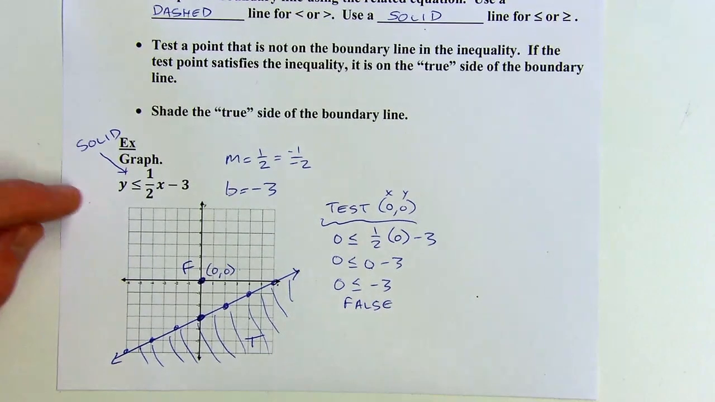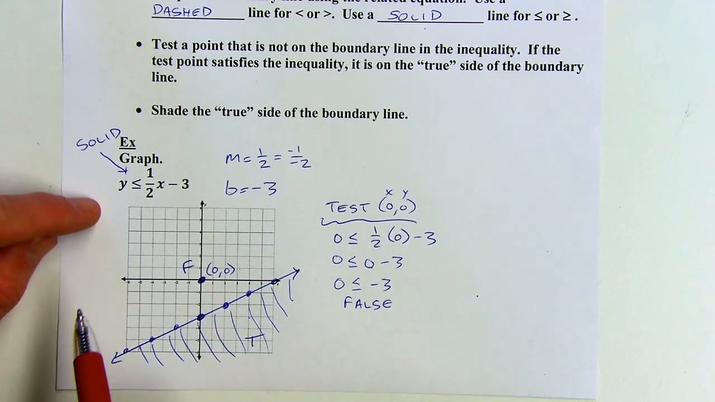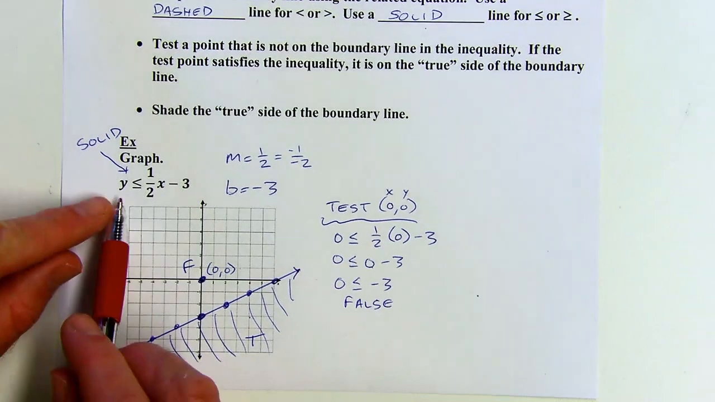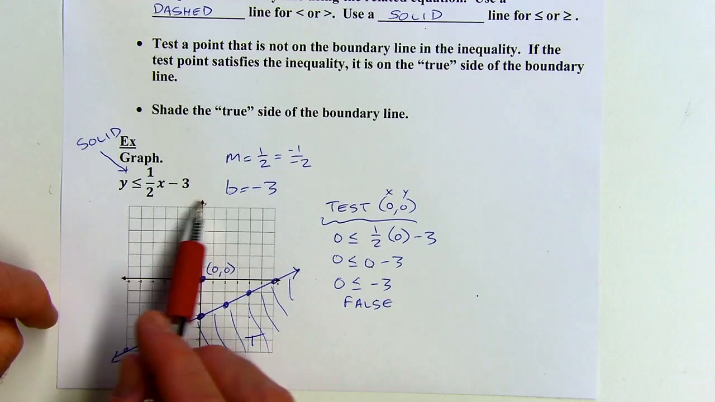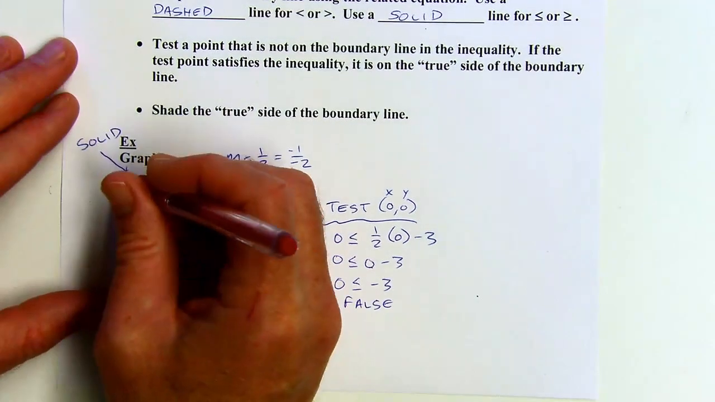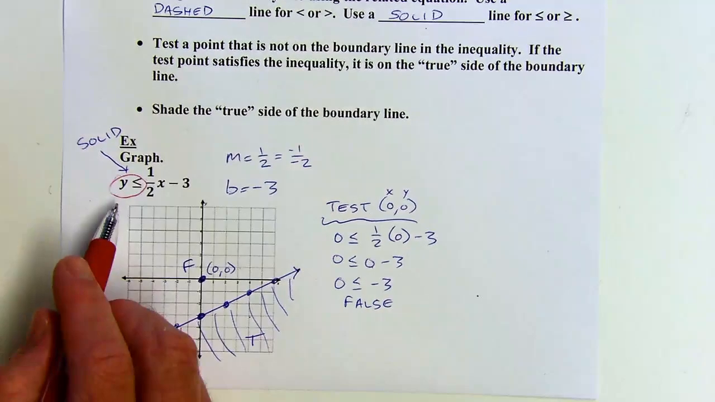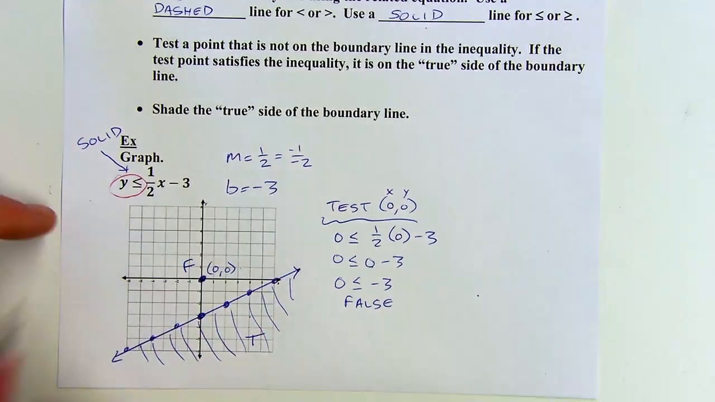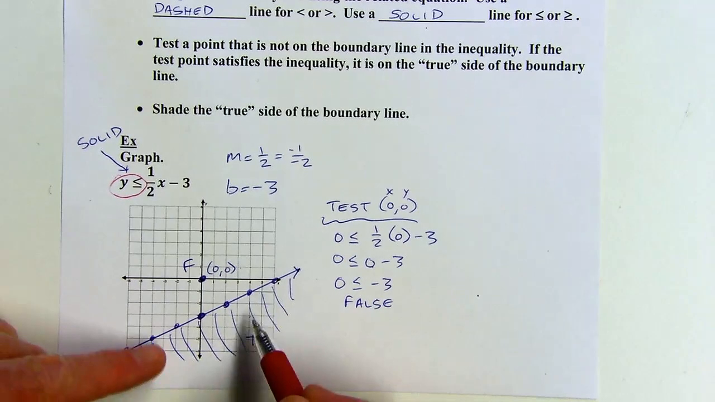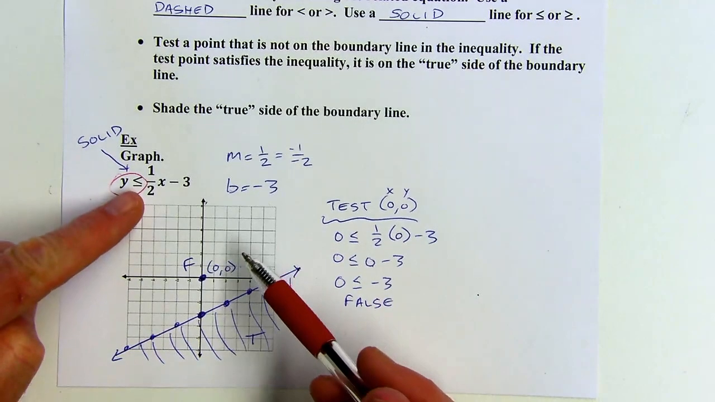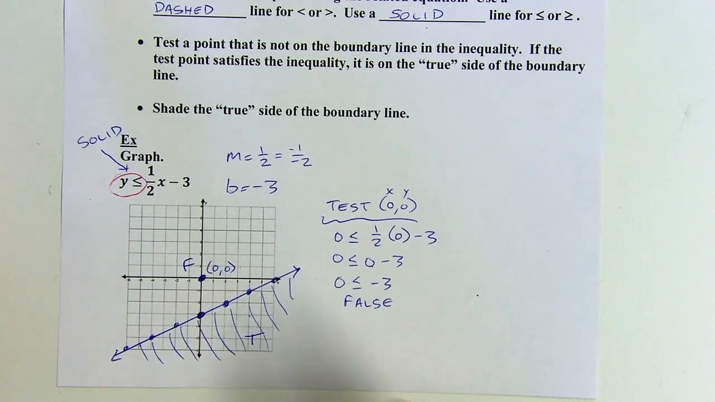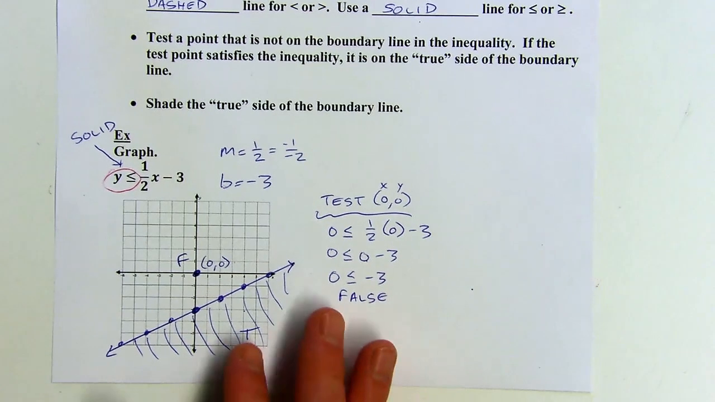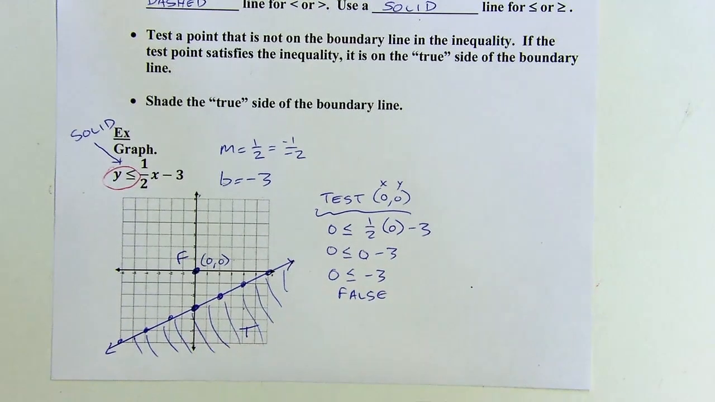There's also a little shortcut that you can use that I'm going to show you. If you've got your inequality in y equals form, so y is on the left and everything else is on the right, if it says less than or equal to, then you're going to shade below the line. That's what I did here. If it says y is greater than or greater than or equal to, then I would shade above. But if you forget how to use that or you're not sure about it, you can always do this with a test point as well.